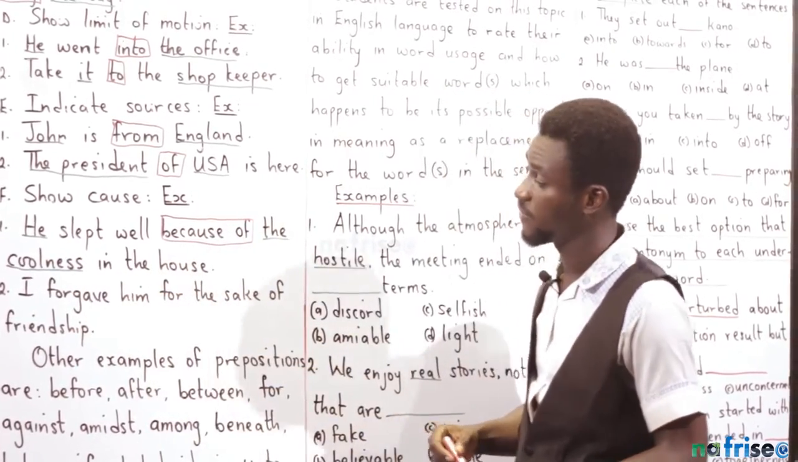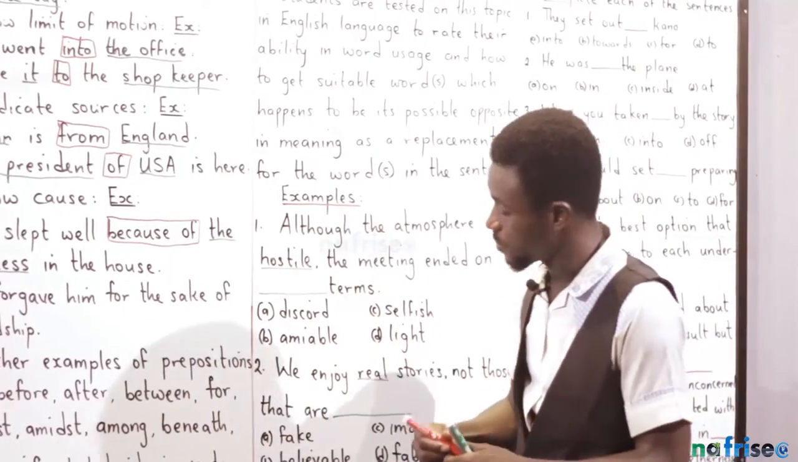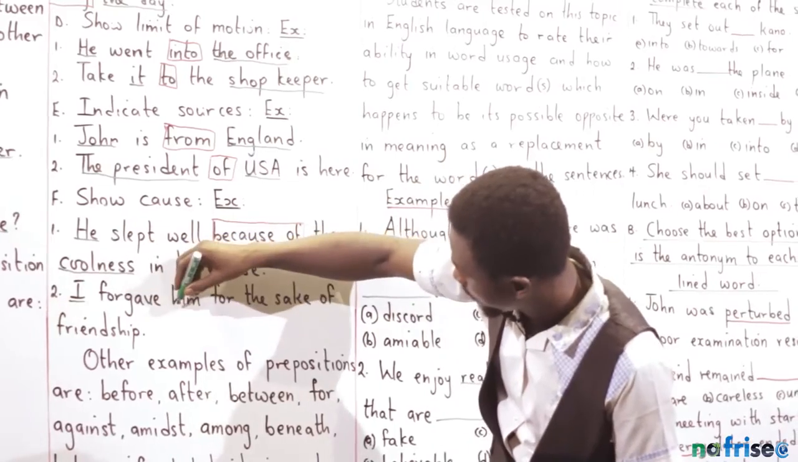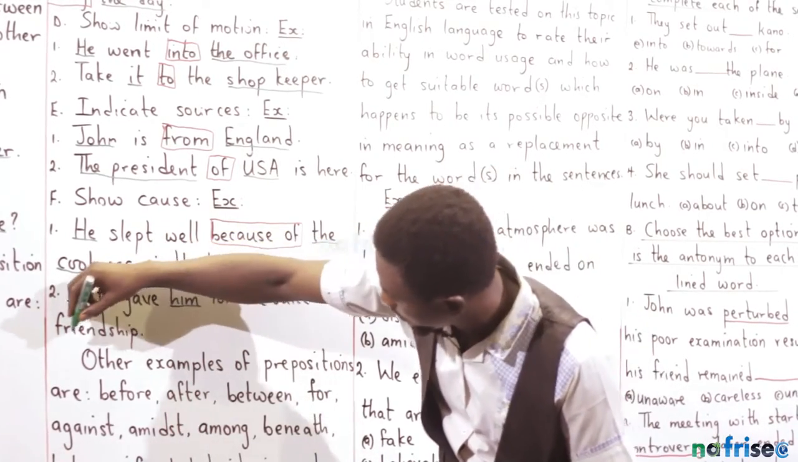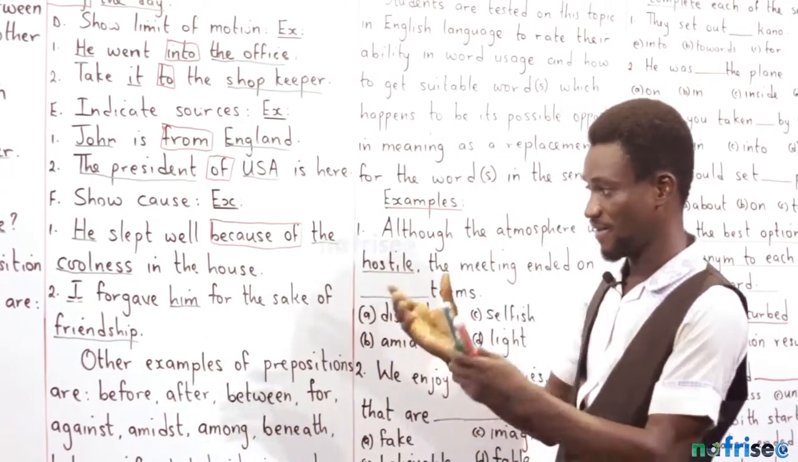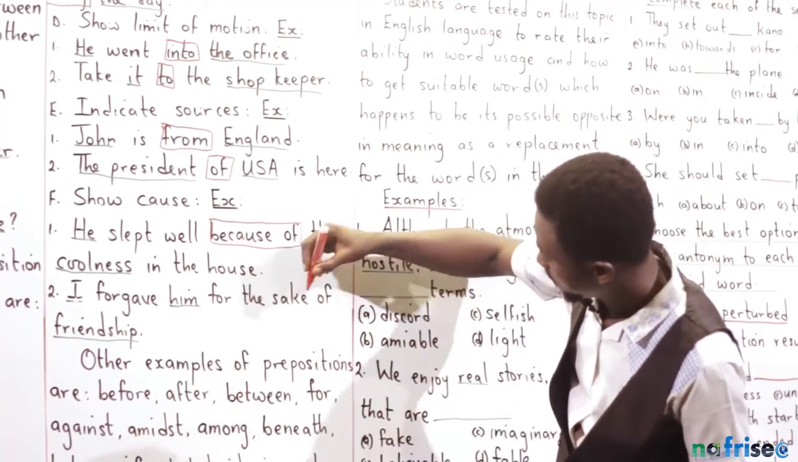Now look at the second example. I forgave him for the sake of friendship. Now we've got I, so we've got three here. We've got I, which is a pronoun. I've got him, then I've got friendship. So the relationship that exists among these three is sake of.